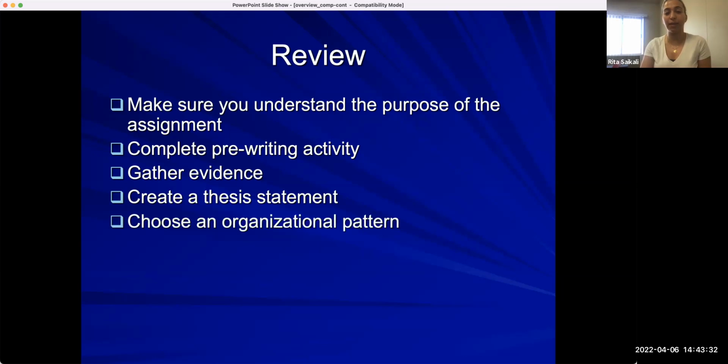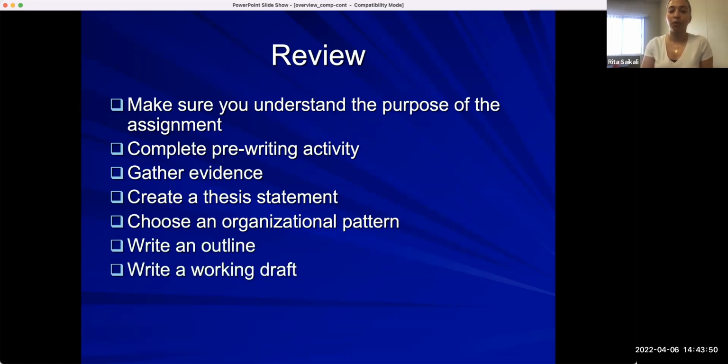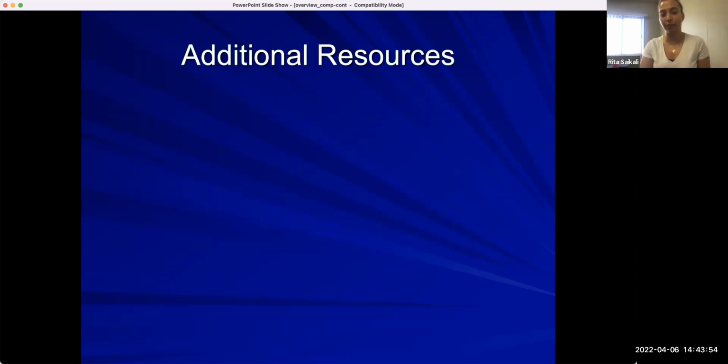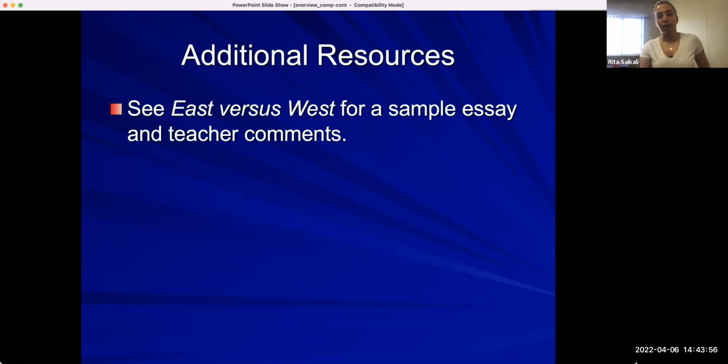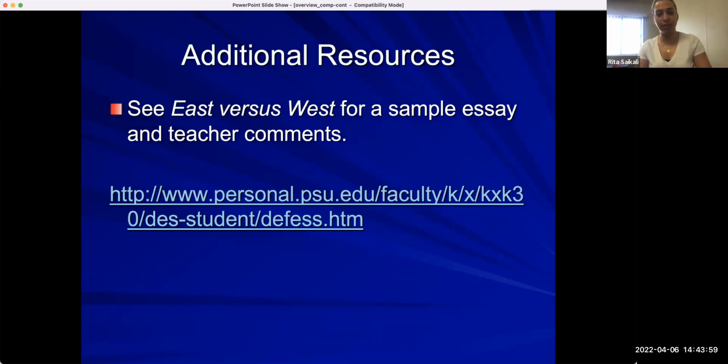Create a thesis statement. Choose an organizational pattern. Figure out how you're going to organize your essay. Is it by topic? Is it by paragraph? Is it by category? Whatever it is that you want to do, just be clear and consistent in what you are doing. Write an outline, write a working draft, and revise as needed. Okay. All right. These are some additional resources that they have for us as well.